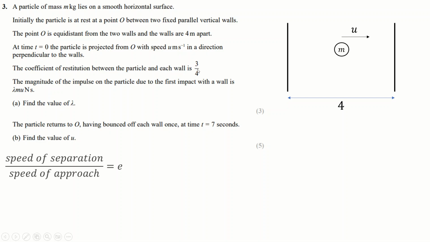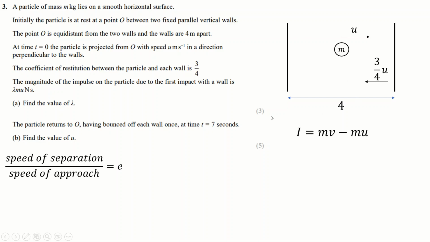Coefficient is 3/4, and this is the formula, of course, for the coefficient. So therefore, the speed that this particle hits, sort of approaches, this wall is u, because the wall isn't moving. So the speed of approach is u. So if I times this by u, I get ue is equal to the speed of separation. But e is 3/4, so that means 3/4 u is equal to the speed of separation, and therefore when it hits this wall it bounces back with speed 3/4 u. And we can do that again, right? And we can do that again over on this wall.